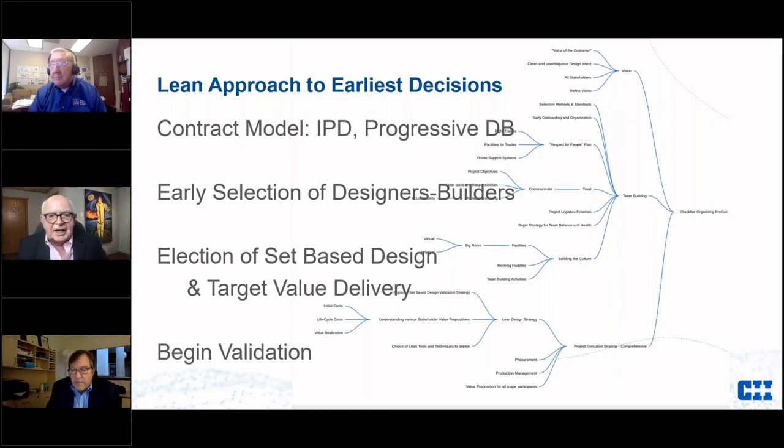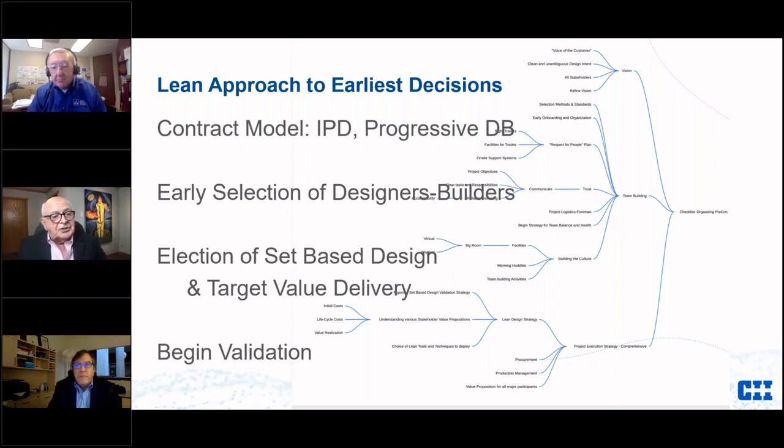And then we move into the selection methods and standards. John and Bruce did a great job of talking about choosing the contract model: integrated project delivery versus IP2D versus alliancing, all good solid models. A little more than 50%, we just crossed the Rubicon there, of the projects in the vertical world are now design build.